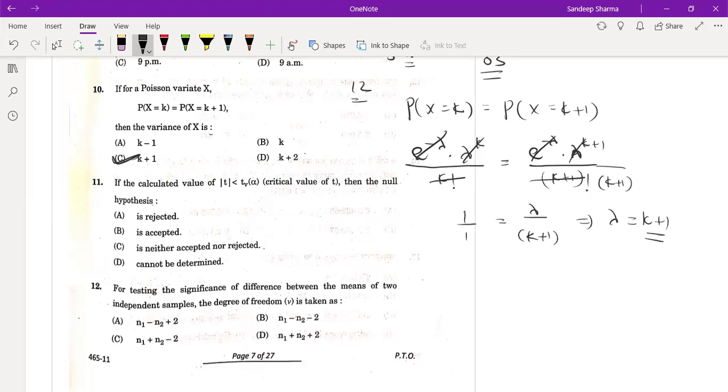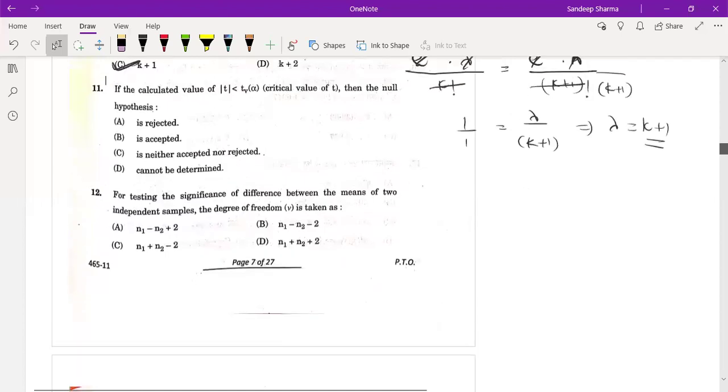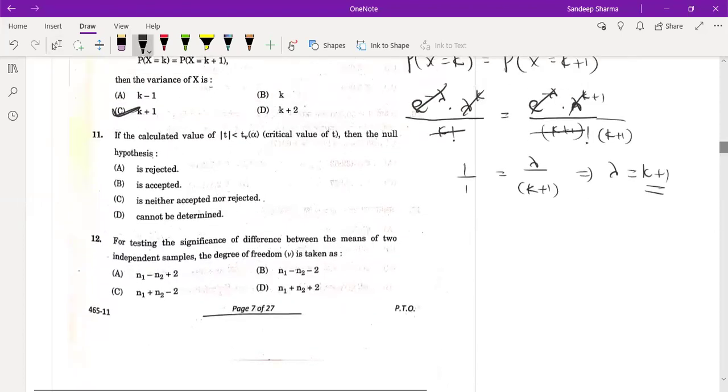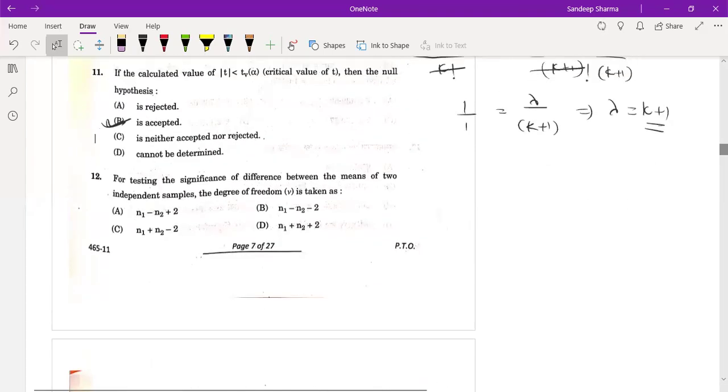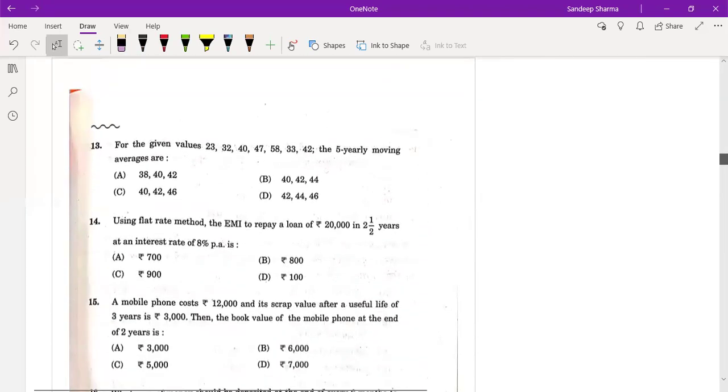Question number 11. If the calculated value of mod t is less than or equal to the critical value of t, so direct formula, then the null hypothesis, if it is less, then the hypothesis is accepted. It's a direct question. Next question is question number 12. For testing the significance of difference between means of two independent samples, degree of freedom V. I think it's a repeated question. N1 plus N2 minus 2. Direct formula is there, nothing else.